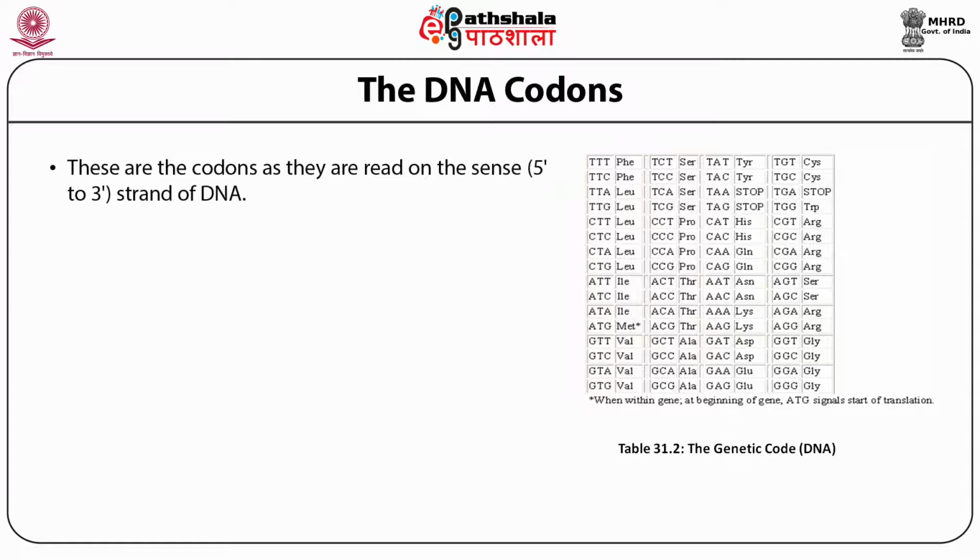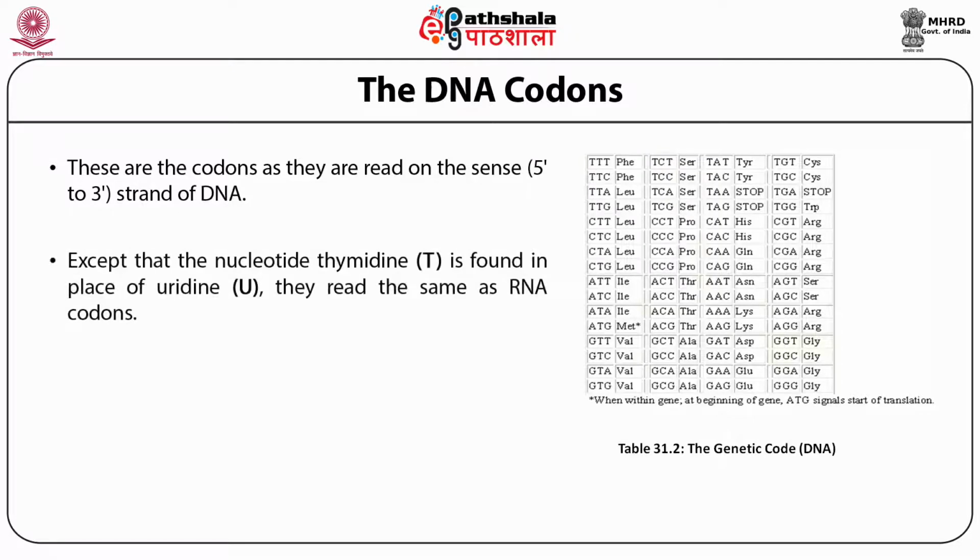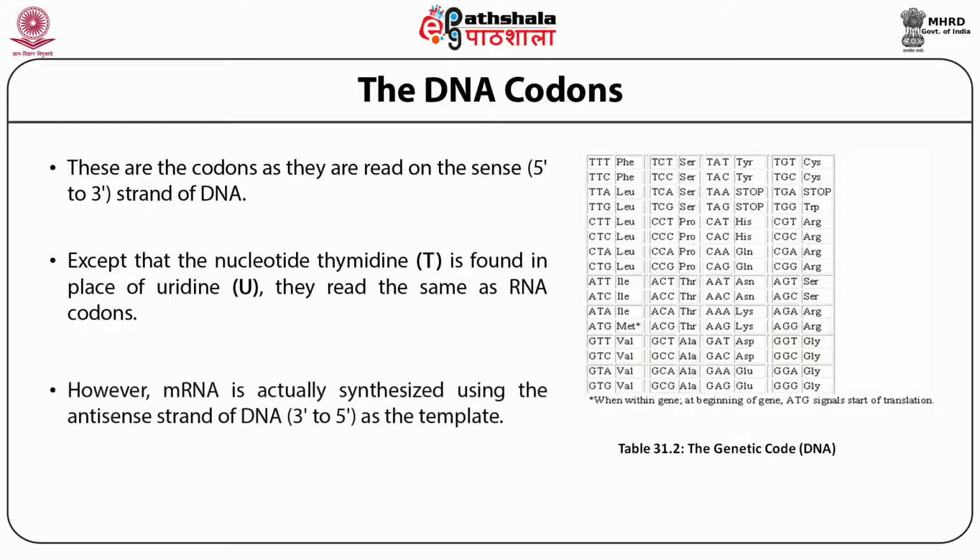These are the codons as they are read on the sense 5' to 3' strand of DNA, except that the nucleotide thymidine T is found in place of uridine. They read the same as RNA codons. However, mRNA is actually synthesized using the antisense strand of DNA, 3' to 5', as the template.